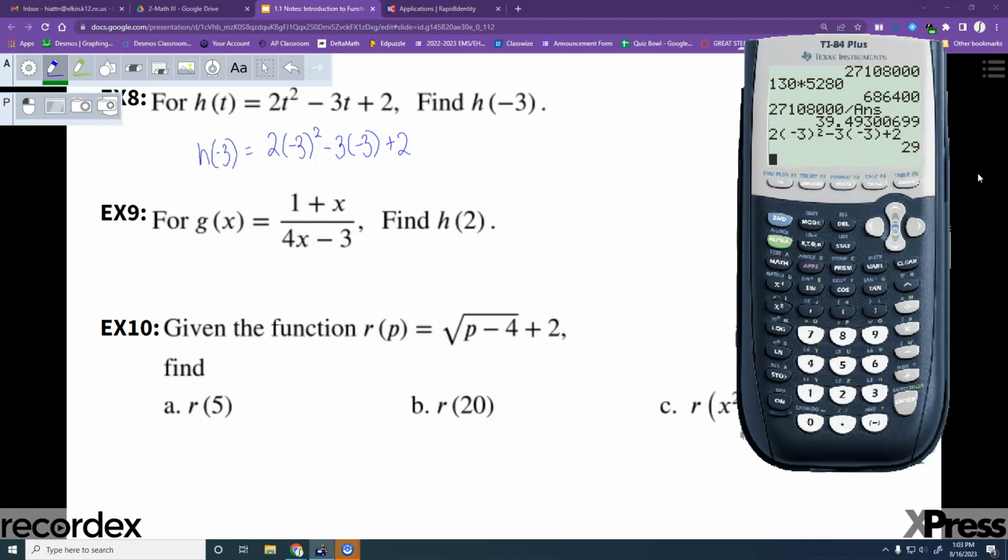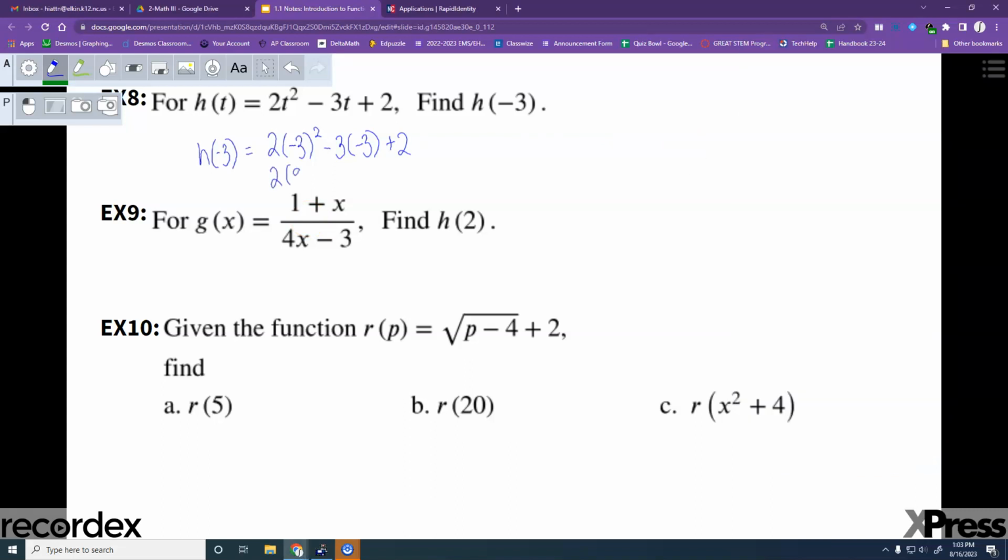To do that by hand, you'd have to do exponents first, so that'd give you 9. Then 2 times 9 would be 18. Negative 3 times negative 3 would give us positive 9, and then a positive 2. And so that would give us 27 plus 2, which would be 29.